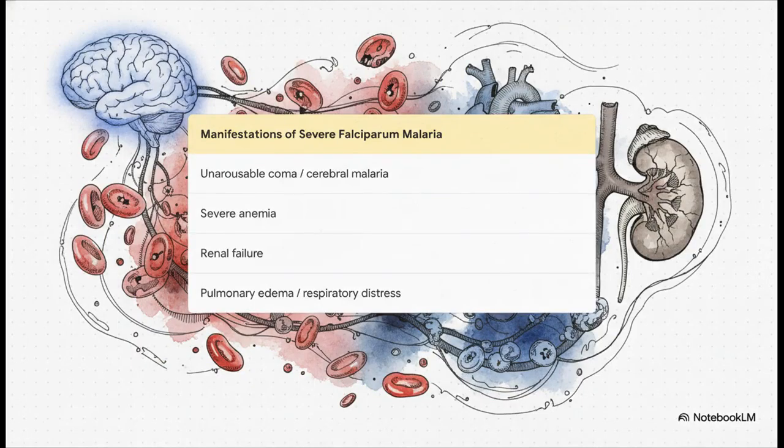When the number of parasites gets really high, it can lead to devastating complications. I'm talking about cerebral malaria, where infected red blood cells clog up the blood vessels in the brain, causing seizures and coma. It can cause severe anemia from so many red blood cells being destroyed, and it can even lead to total kidney or lung failure.